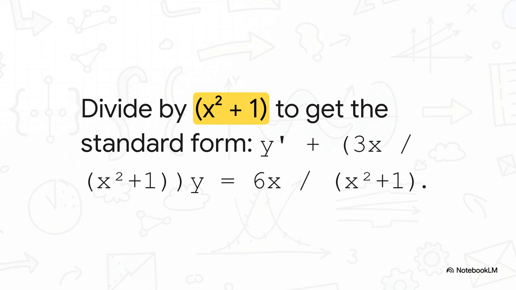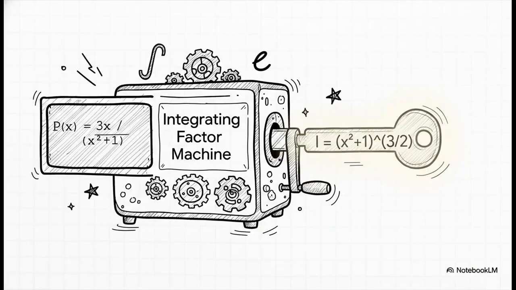Now we can clearly see that our p of x is the 3x divided by x squared plus 1 bit, and our q of x is 6x divided by x squared plus 1. Now for step 2. We take our p of x and we plug it into our secret weapon formula, e raised to the integral of p of x. Now, solving this integral takes a little bit of calculus, a u substitution. But once you turn the crank, you find that the integrating factor for this specific case is x squared plus 1 raised to the 3/2 power.